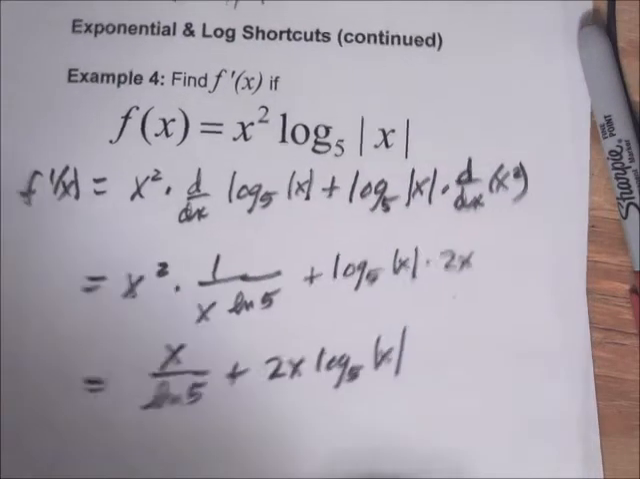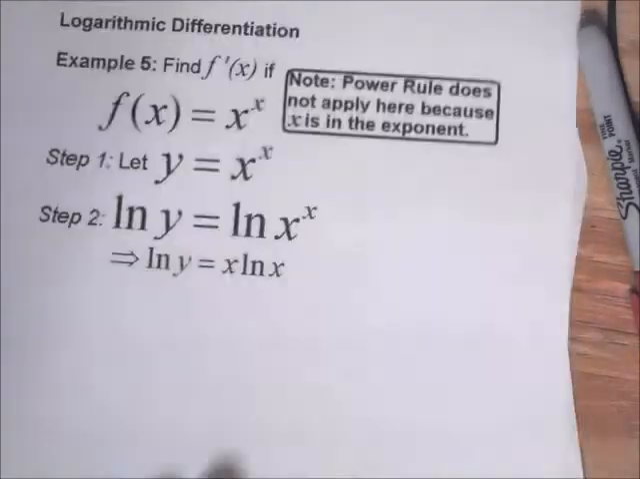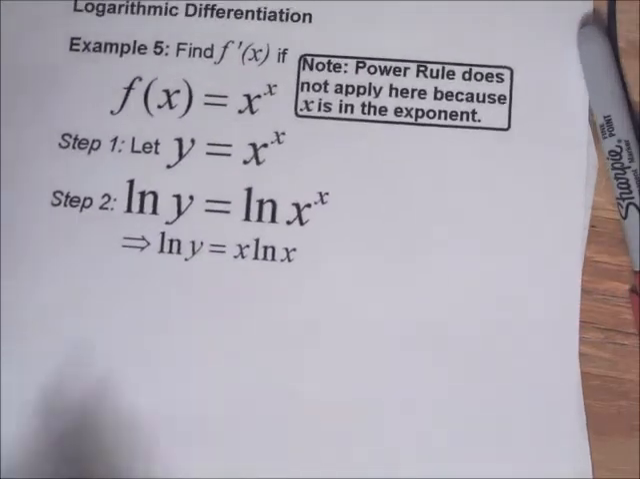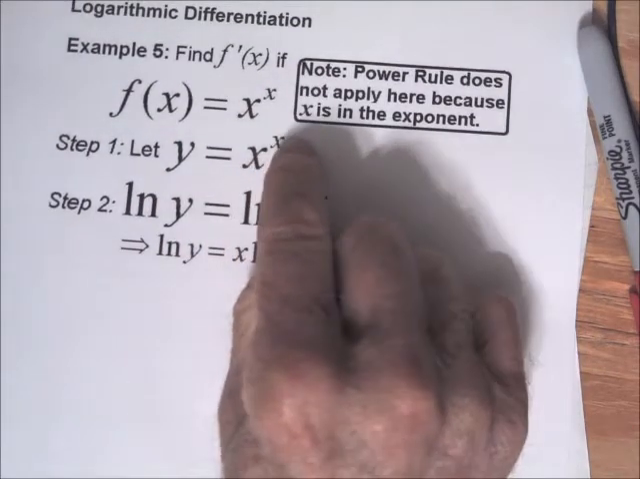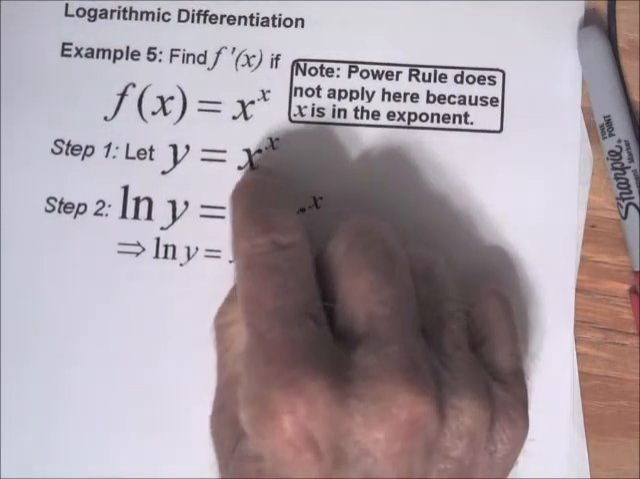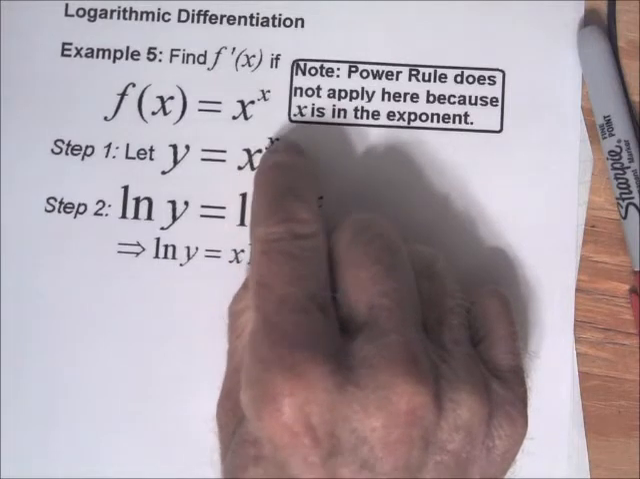Okay, next example. f of x equals x to the x. Now this one's a little bit tricky because we have an x in the exponent as well as the base. So it's not going to be the power rule. The power rule has x squared or x cubed. They have x in the base but not the exponent.